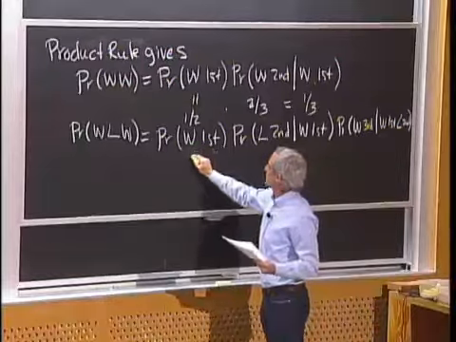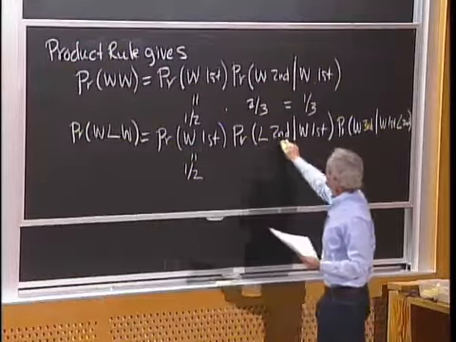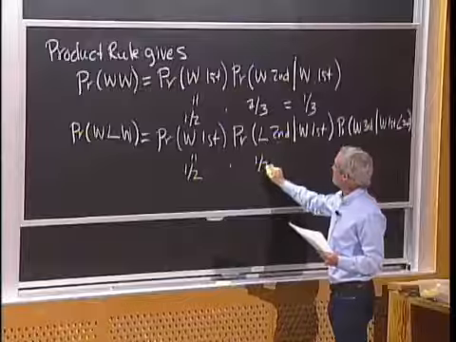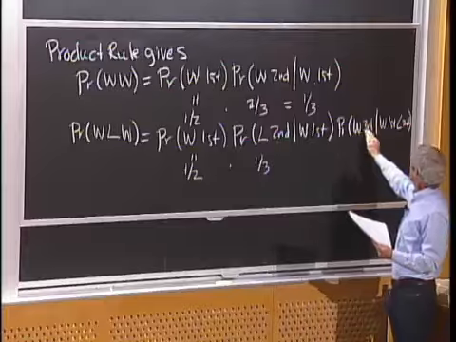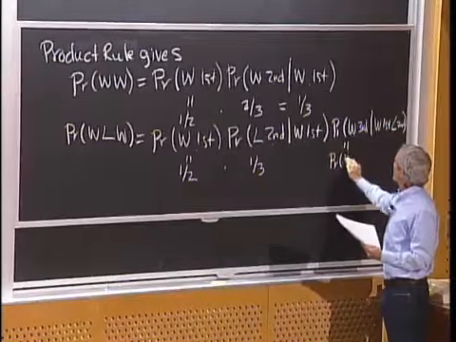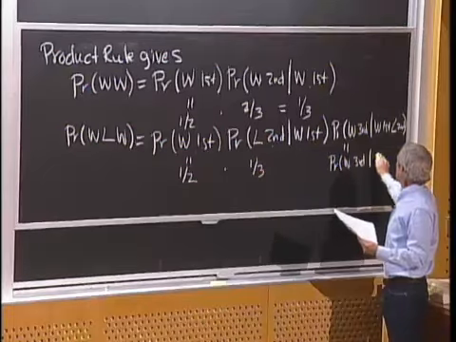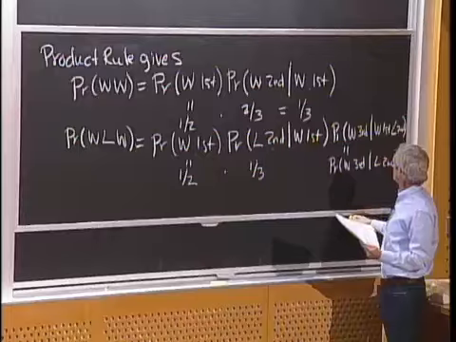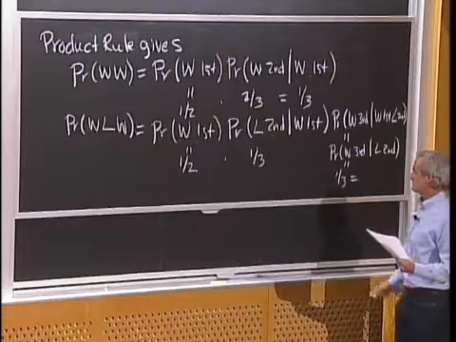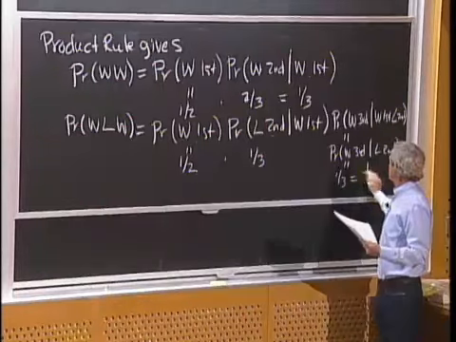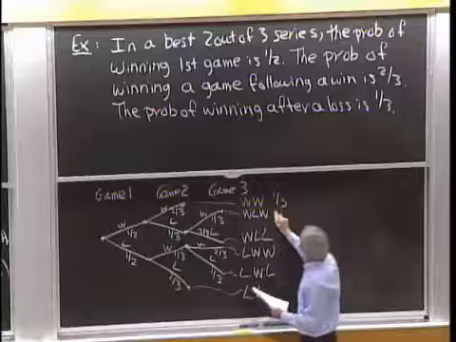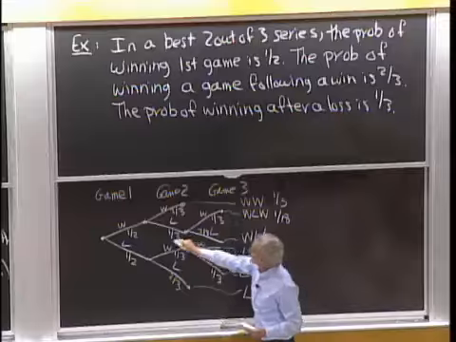The probability I win the first is 1/2. Probability I lose the second, given that I won the first, that's 1/3. And then this one here, the probability that I win the third, given that I won the first and lost the second, that simplifies to the probability I win the third, given that I lost the second. Doesn't matter what happened on the first. And that's 1/3. So this is 1/2 times 1/3 times 1/3, which is 1/18. And it's just the product.